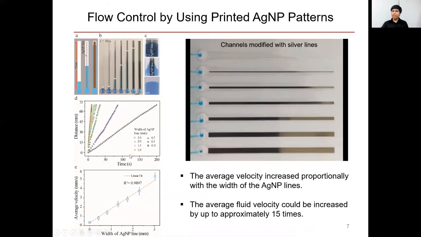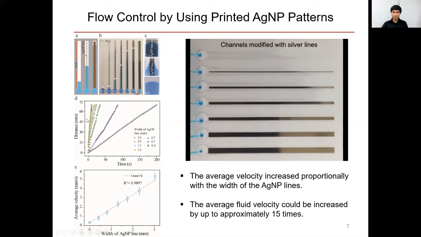We want to increase the flow. The way to make the flow faster is to make the channel hydrophilic. Because our silver nanoparticle line is hydrophilic, we modify the channel with silver nanoparticle lines of different widths. As you can see here, this is a comparison between modified and unmodified. Without modification, the fluid just flows like this. But with the silver nanoparticle line, because it has higher surface energy, it pulls the liquid along its body, and then it makes the flow faster.